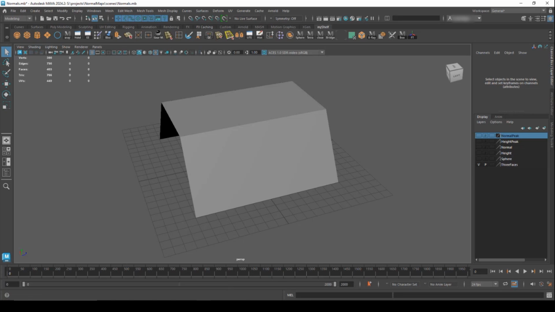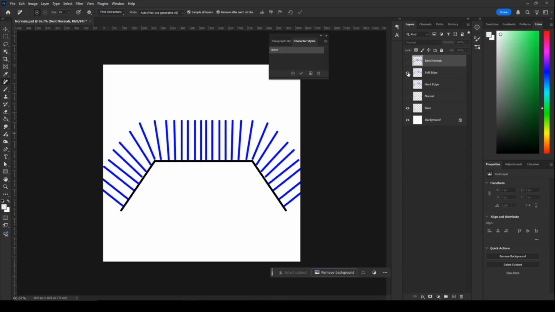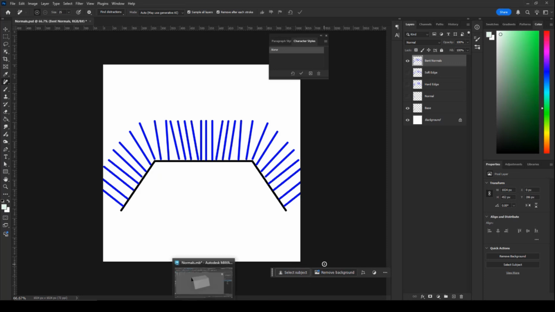Now, the interesting thing is what happens when you start bending them in different directions on the face itself, that have nothing to do with the direction the face is pointing or making them blend from one edge to the next. And that is when you start creating normal maps. And that's all I'm going to say about that for now.